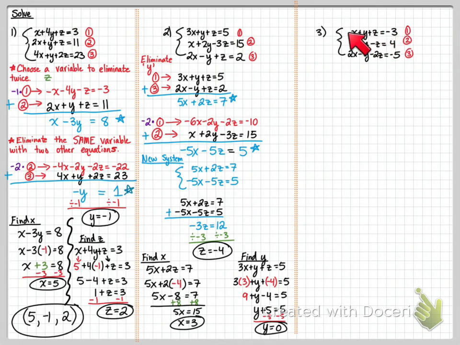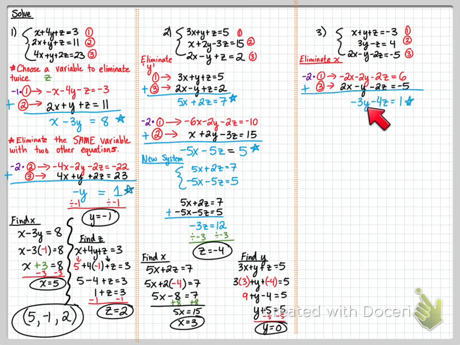So I would choose, you see how these have 3 and these have 3? I would choose 1 and 3 first to eliminate x. Okay. We could have also eliminated z. We could have eliminated anything, but this time we're going to eliminate x. So I'm going to multiply the top equation by -2. Now the x's cancel, and we're left with -3y minus 4z equals 1.